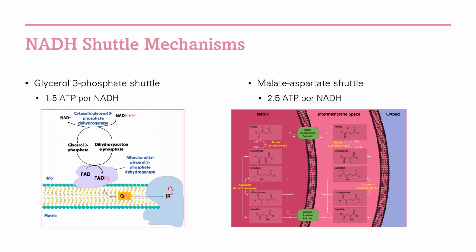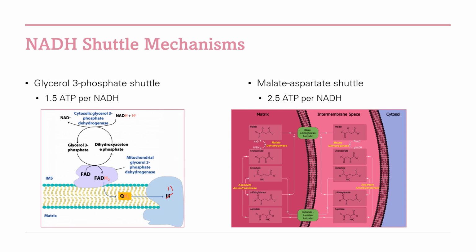In the glycerol 3-phosphate shuttle, NADH transfers its electrons to DHAP, forming glycerol 3-phosphate. These electrons can now be used to reduce mitochondrial FAD to FADH2, which will in turn transfer its electrons to the electron transport chain via complex 2, leading to the synthesis of 1.5 ATP for every NADH molecule.